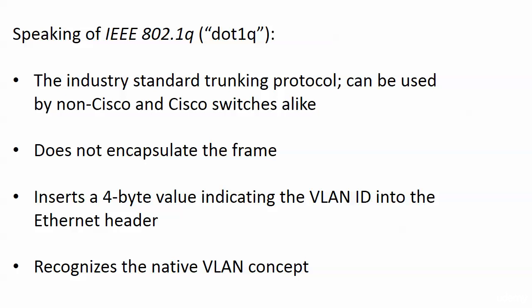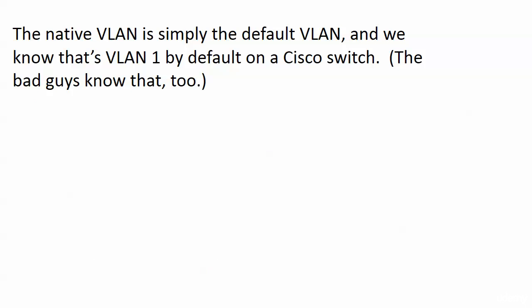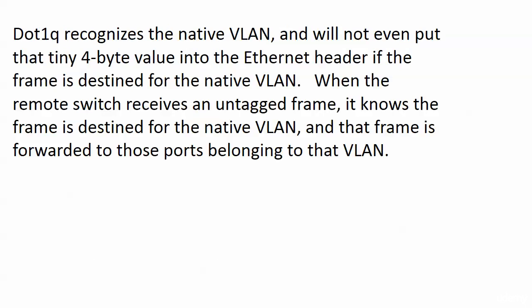So enough about that. What the heck is the native VLAN concept? It's very simple. It's simply the default VLAN. Native VLAN is just another way to say default VLAN. We know that the default VLAN, the native VLAN by default on a Cisco switch, is VLAN 1. That's going to be backed up by a couple of show commands we run on the switches shortly. The thing is, the bad guys know that too, and that information can actually be used against us, and it's something we'll get back to when we're talking about securing our switches later on.